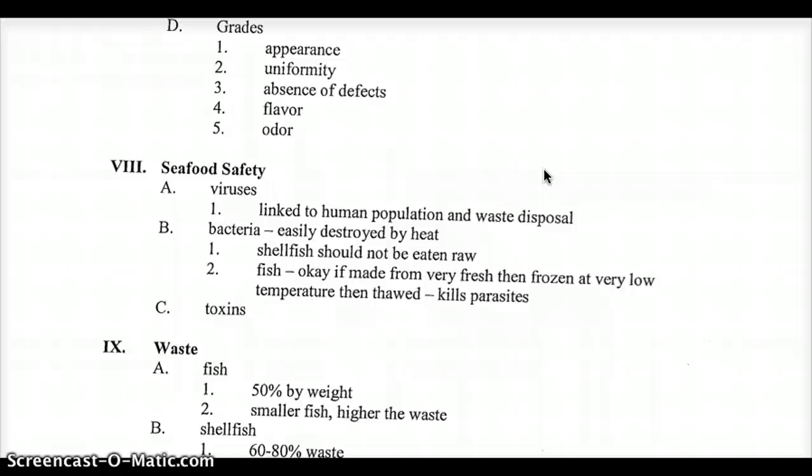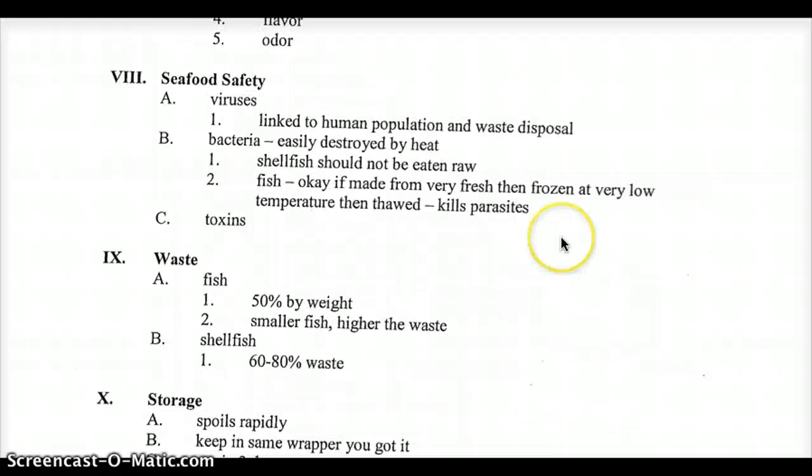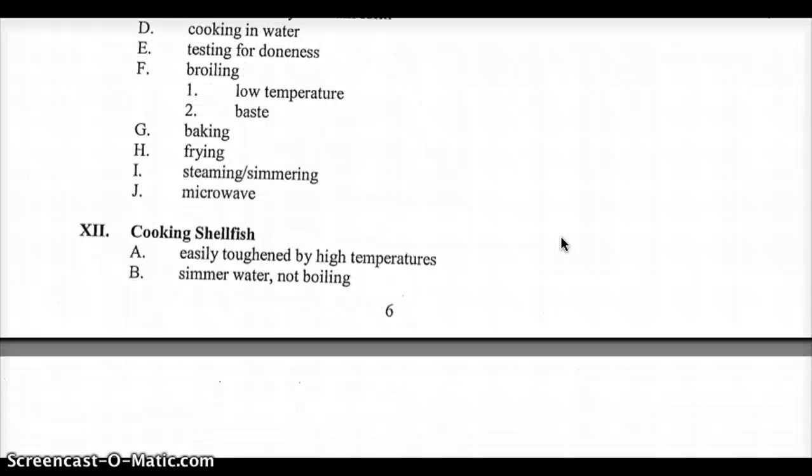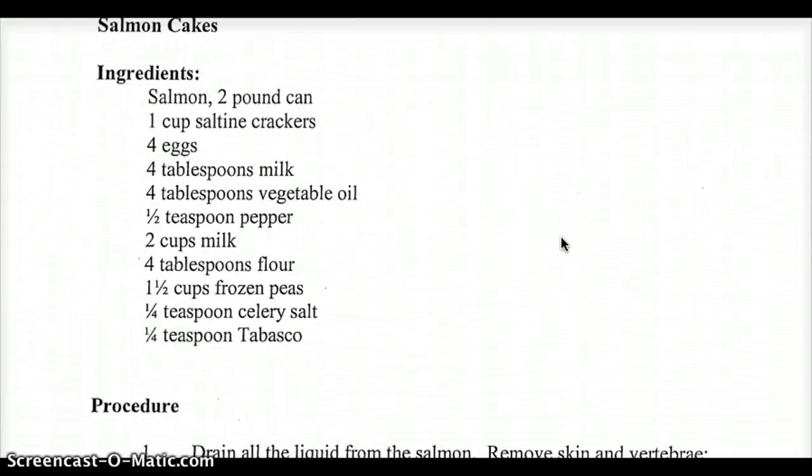Seafood safety, viruses linked to human population and waste disposal, bacteria easily destroyed by heat. Shellfish should not be eaten raw. Fish okay if very thin, frozen at very low temperature, then thawed. Kills toxins. Just know that. Storage, cooking fish, fin fish, cooking shellfish. It's all kind of there. And then you go into your recipe.